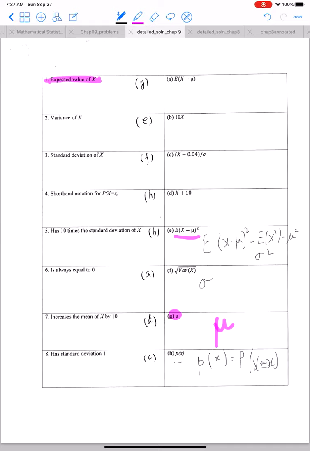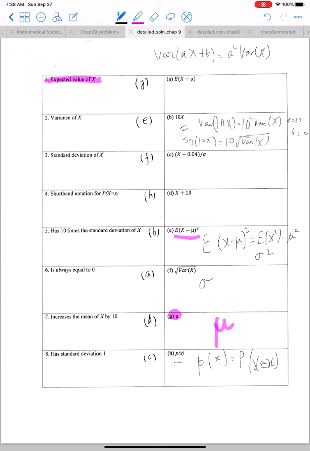10x has 10 times the standard deviation of x, because variance of 10x is equal to 10 square variance of x, and that follows from the formula variance of ax plus b is equal to a square variance of x. Here a is 10 and b is 0, so standard deviation of 10x is 10 times square root of variance of x, which is the standard deviation of x.